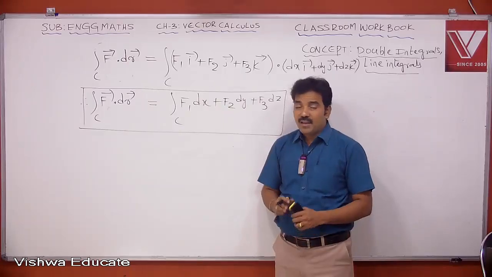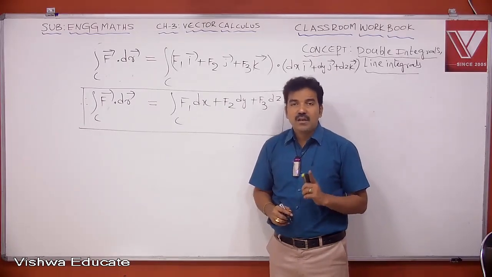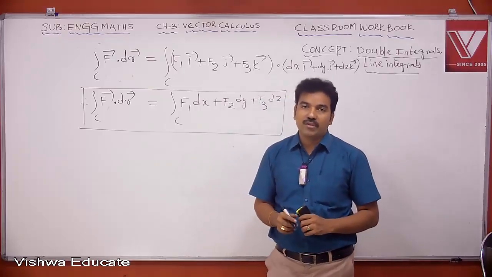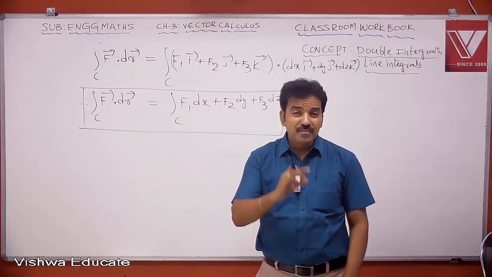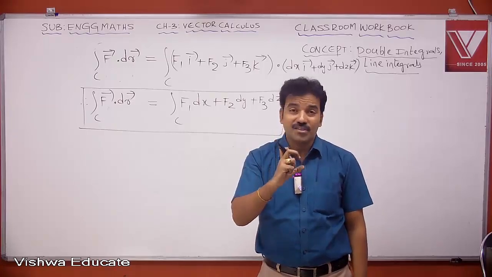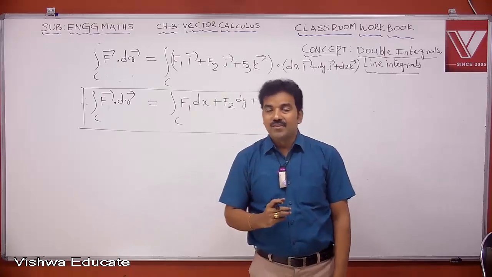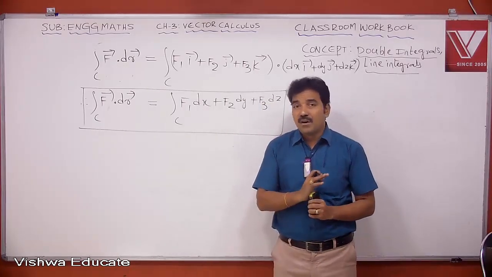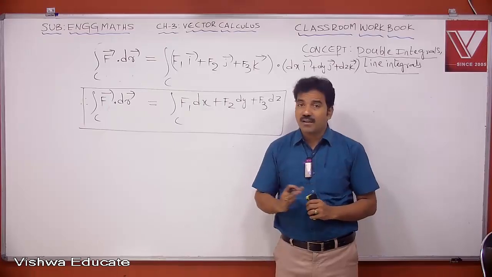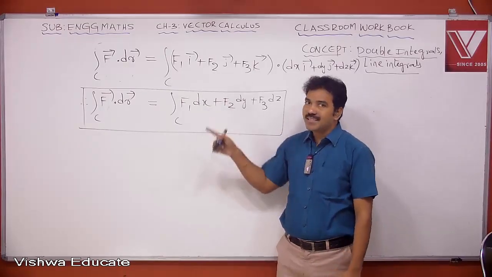So this can be applied when f1 is expressed only in terms of x, f2 only in terms of y, f3 only in terms of z, and the limits of x, y, and z are constants. When you have this much flexibility, then you can go for normal integration, but don't expect this much flexibility in the case of line integrals. So our challenge is how to handle these line integrals.